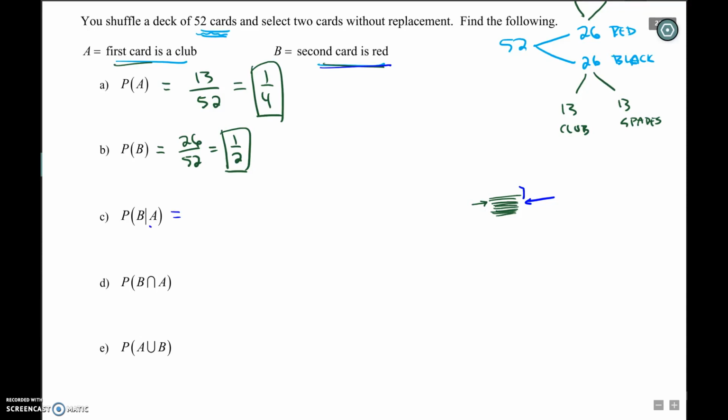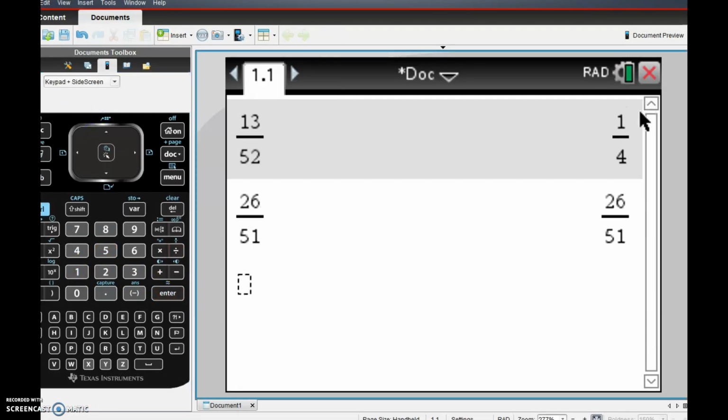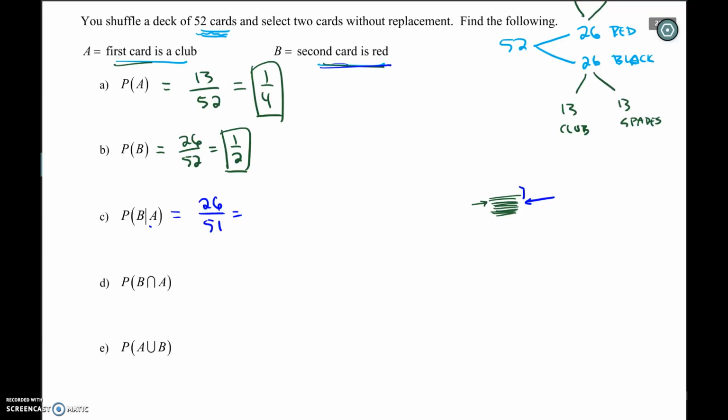Anyway, so what's the probability that the second card is red given that the first card is a club? Now this changes because now you know what happens on that first card. So if the first card is a club, that means you've got 1 less card and 1 less black card. But you still have the 26 red. However, now it's out of 51. And that probably doesn't reduce.